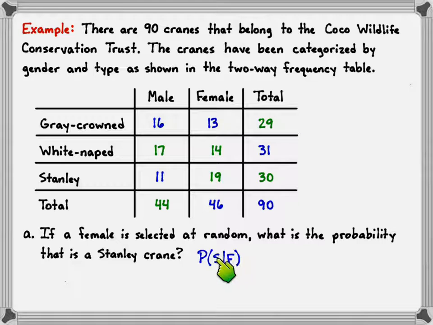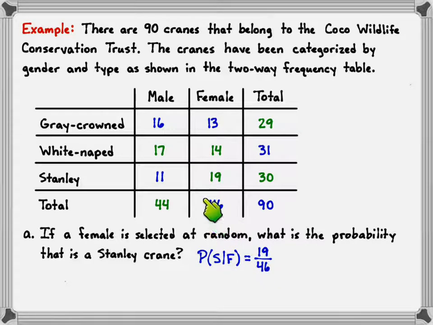Remember, it's the probability of S given F. That's how we read that. And that's equal to S intersect F over F. Our sample space is only female. So how many females do we have? We have 46 females. That is our sample space.